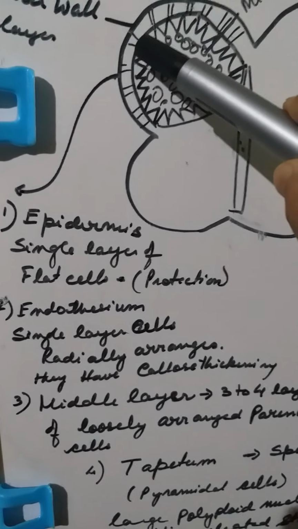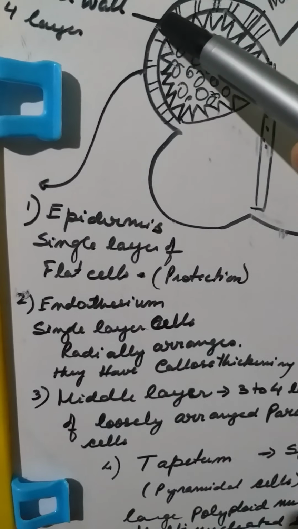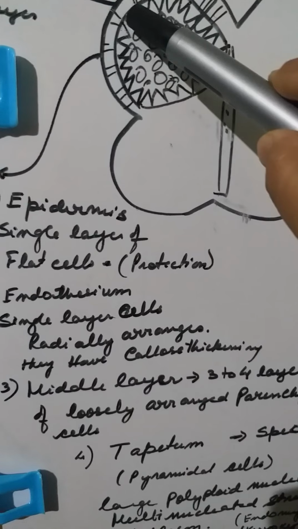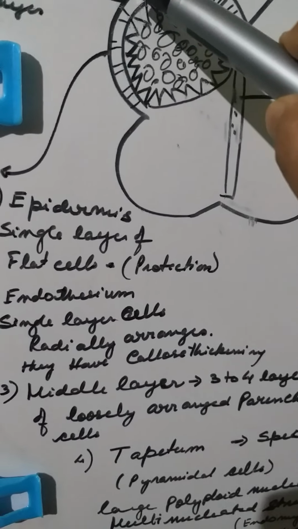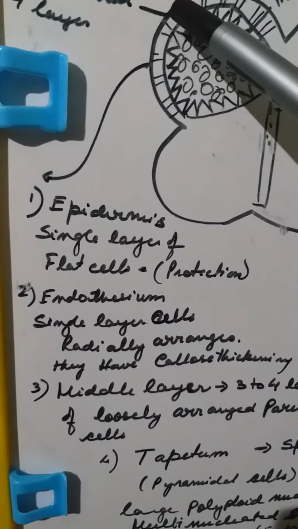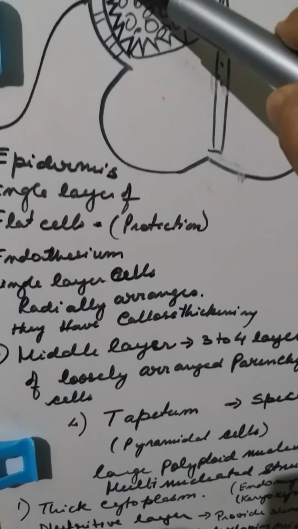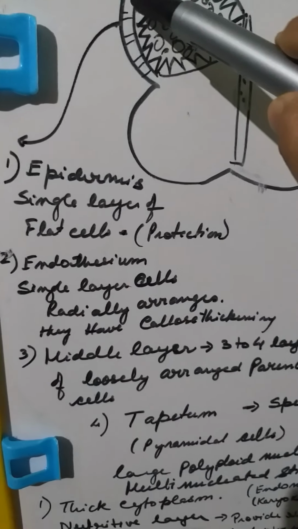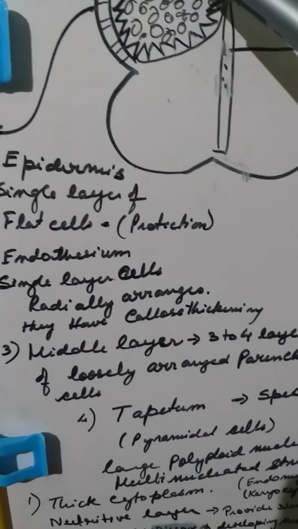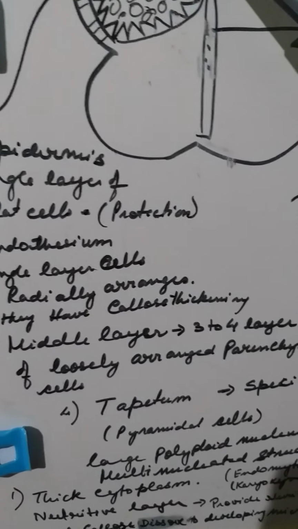And in the middle of these two radial cells, the white space given is filled up with callose thickening. And what is callose thickening? I'll come to that later. Now after this layer, you can see a small triangle-like structure. This is known as the middle layer, and it is made up of loose parenchyma cells that are arranged in 3 to 4 layers.